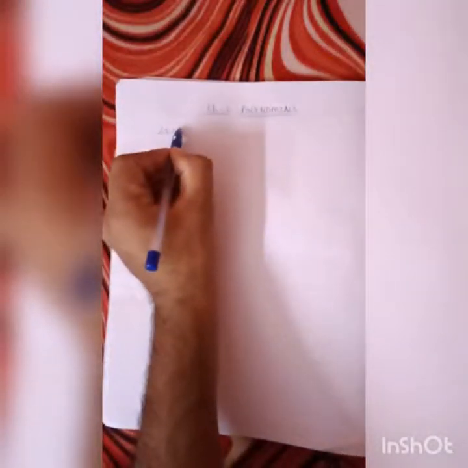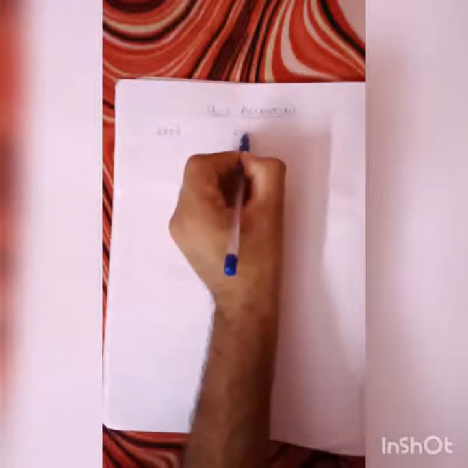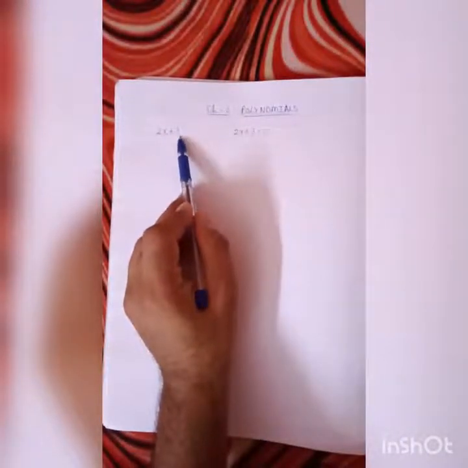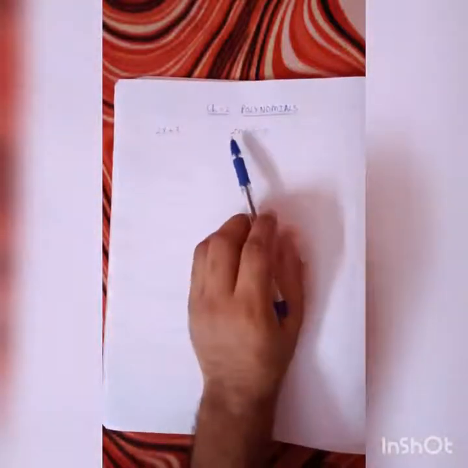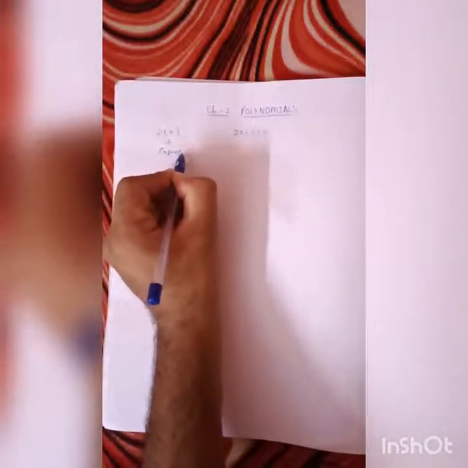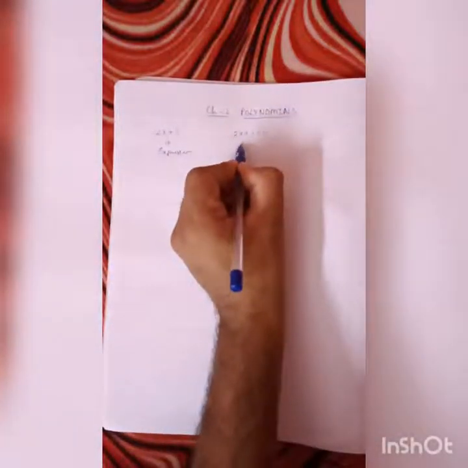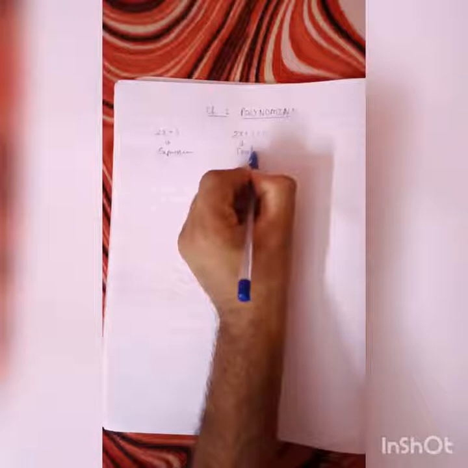Same thing with expression and equation. Suppose I write 2x plus 3, and 2x plus 3 equals 0. The first thing which I have written, 2x plus 3, is called an expression, and the second one, 2x plus 3 equals 0, is an equation. I think you must have understood the basic difference between expression and equation.